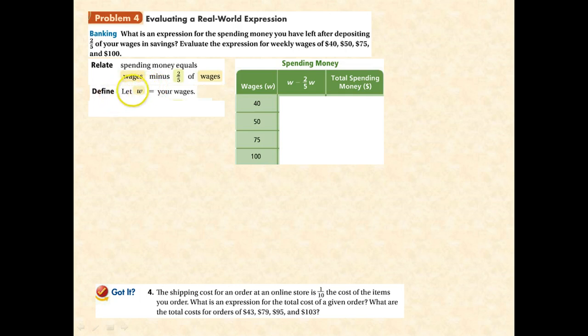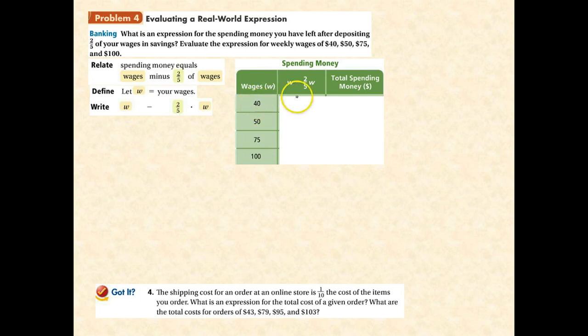Okay, so let's define a variable. Let's let W equal our wages. So we get the expression W minus 2/5 times W, the wages minus 2/5 of your wages. So we can make a table with the different values of wages. Then our process column would be our expression that we came up with. And then the output column will be our spending money, depending on how much money we make.